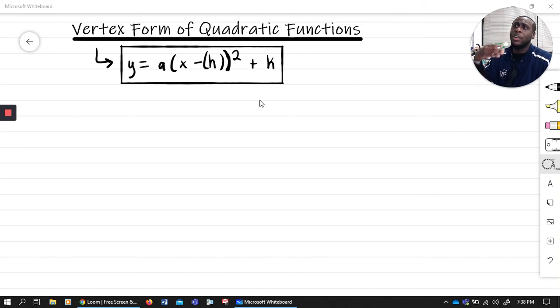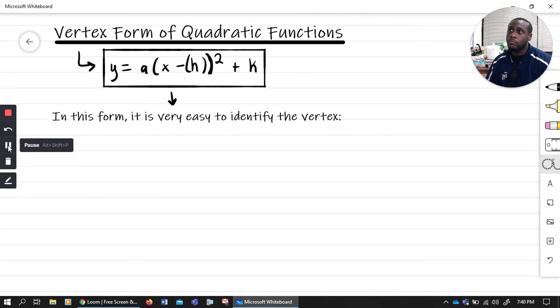First off, it's very important to know that this vertex form is the form where it is easiest to identify the vertex. We get that by just listening to the name of this form. It's called vertex form. There's nothing complicated about that. In this form, it is very easy to identify what the vertex is.